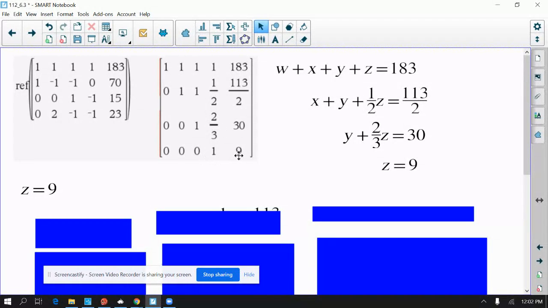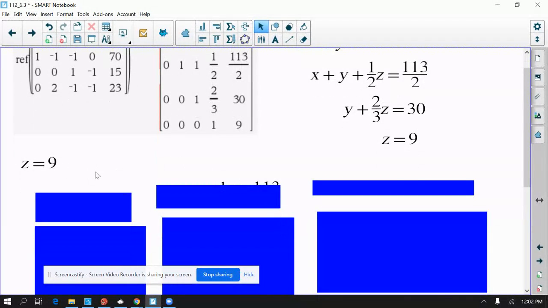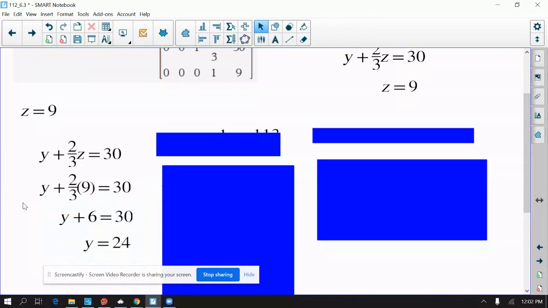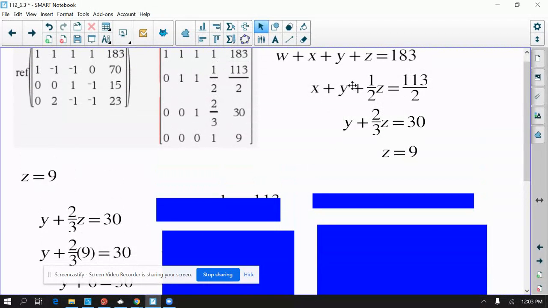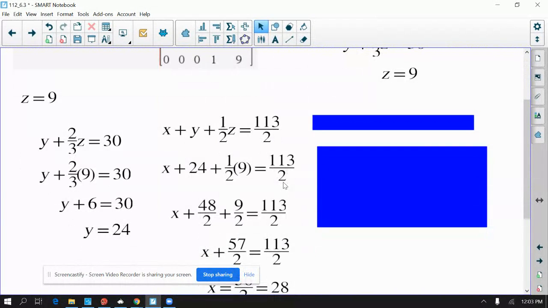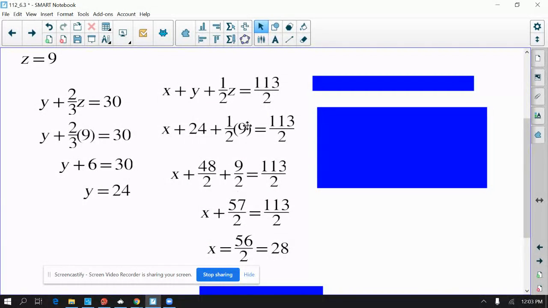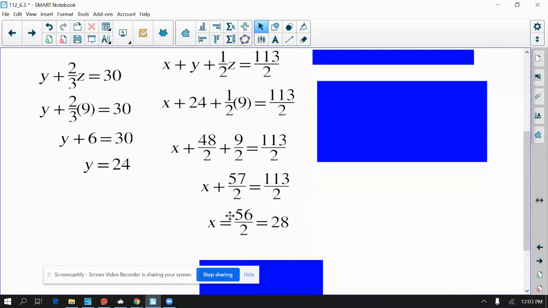And Z equals 9. So right away, now I use back substitution. Z equals 9. So I could go backwards, plug that into here, and solve for Y. So 2/3 times 9 is 6. I discover that Y is 24. So now I know Z and Y. So I go backwards yet again. I replace Z and Y with 9 and 24. And I use that to find X. So I'll show your work, of course. X is 56 over 2. So that equals 28. So there are 28 X's, and X was the Africans.